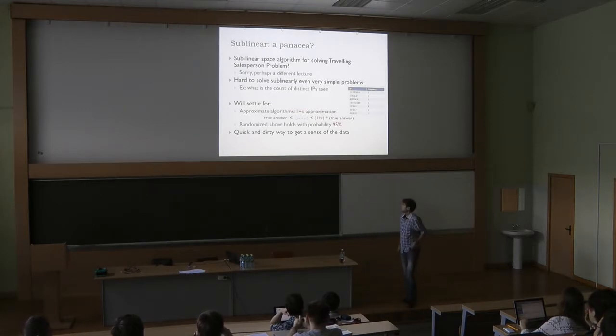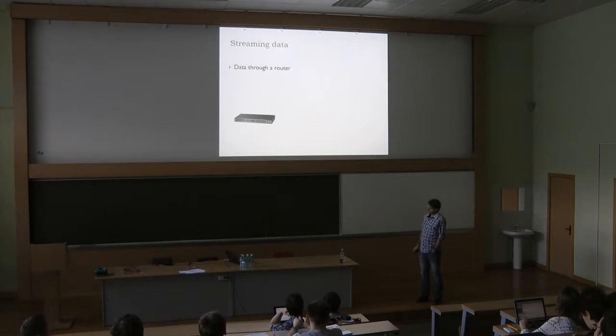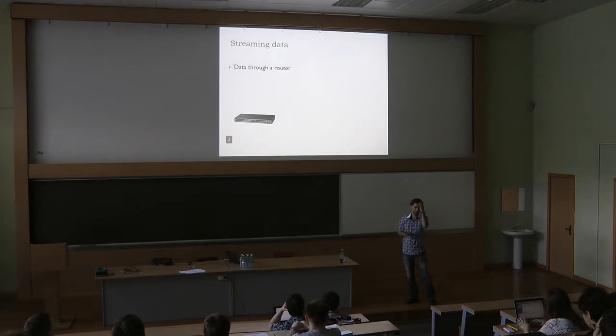Okay. So what is this data? The first scenario that I showed you is you have a router, you have data passing through the router in a streaming fashion, and the algorithm just sees data passing through. It cannot store the entire data. It can store just a sketch or just a sense of the data.